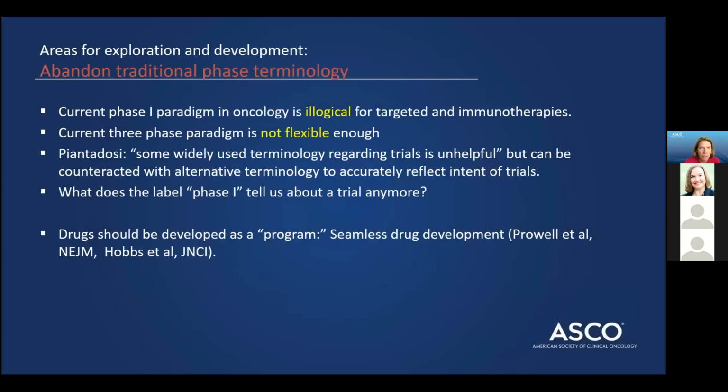I know I'm just about out of time, so just really briefly, a lot of people have called for abandoning traditional phase terminology. So let's stop talking about phase 1, phase 2, phase 3 trials, and think about what we're really trying to answer for each trial as drug development proceeds. There's been talk about seamless drug development. We should think about drugs being developed as a program, not these discrete phase 1, phase 2, phase 3 steps that are not integrated with each other.